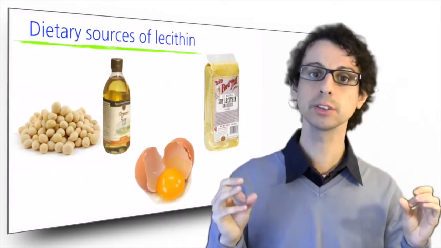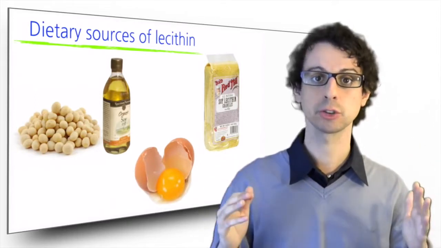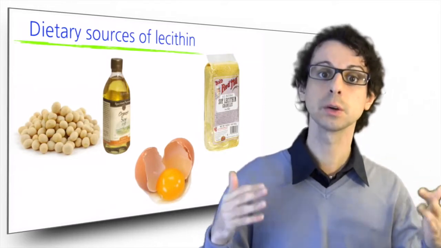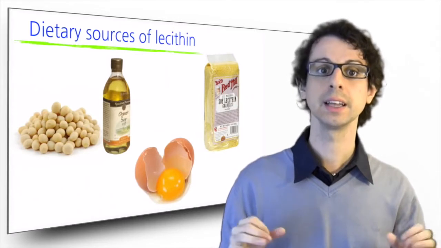The richest dietary source of lecithin is soy, which contains it in its lipidic fraction, so soy oil contains a lot of it. Soy lecithin is also sold separately as a food supplement. Another rich source of lecithin is the egg yolk.